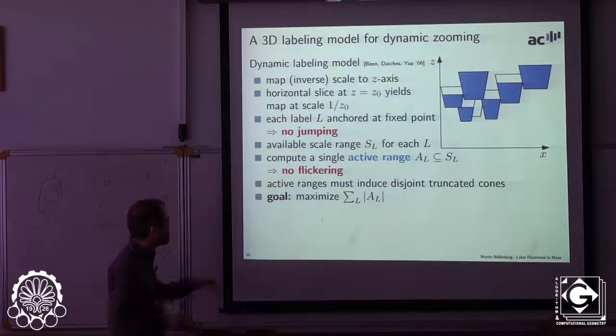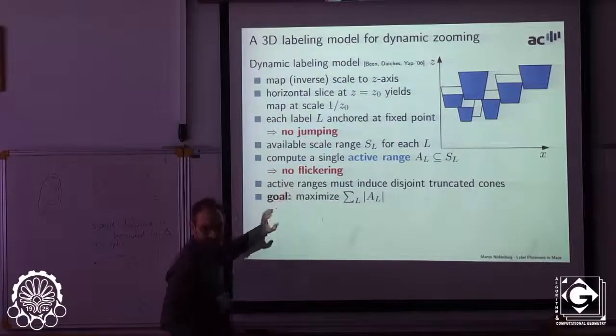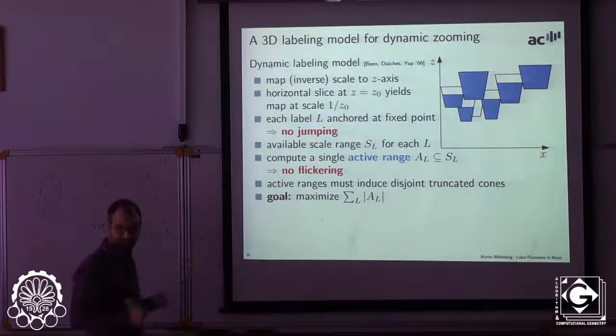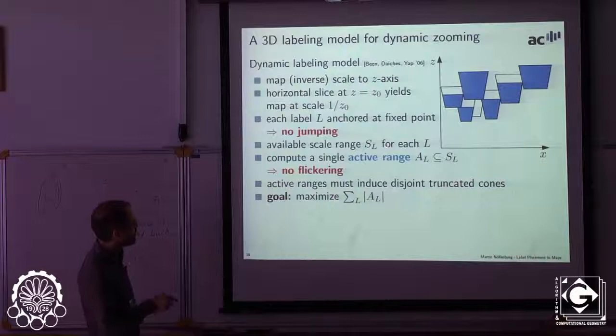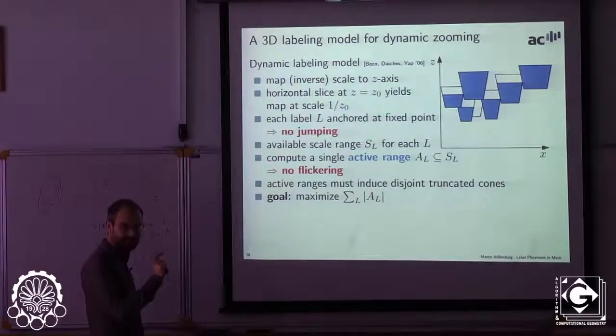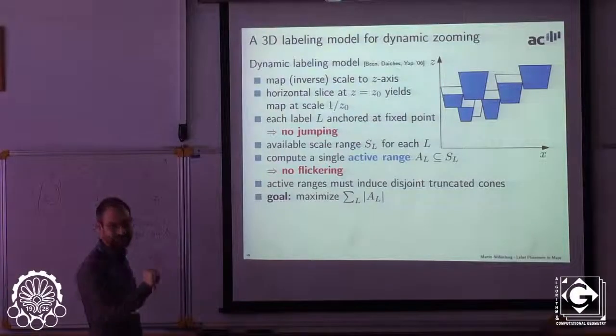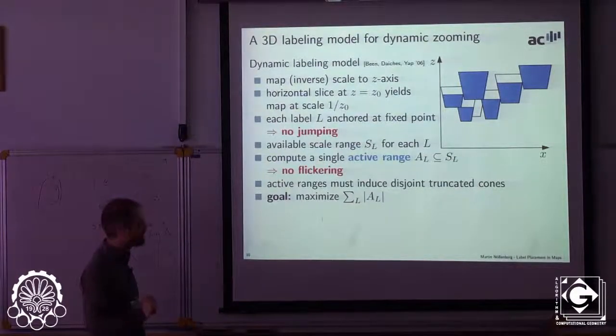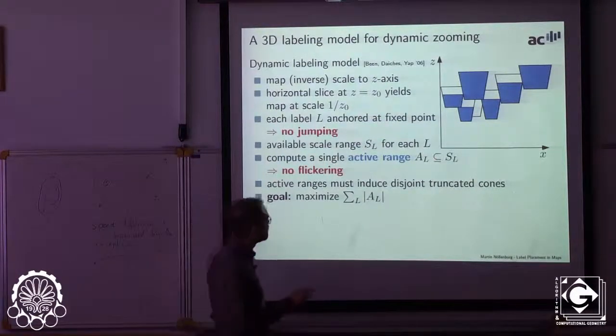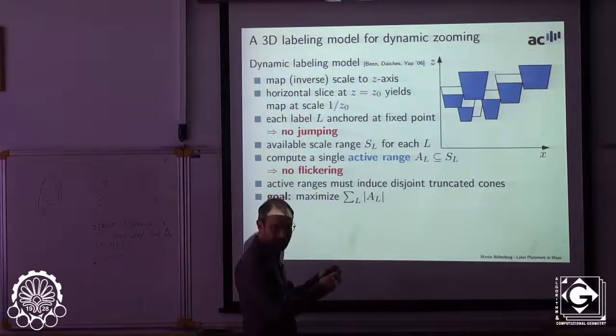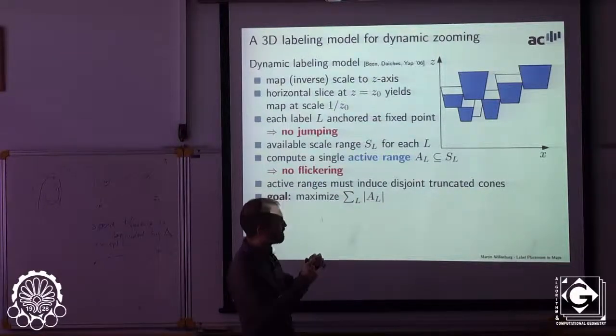And now in order to avoid this flickering, so showing a label, not showing a label when you do monotone movement, one way of achieving this is saying that for each label we want to select a single range of scales where the label is shown. Okay. And this range, of course, needs to be a subset or subrange of the available range. And it's marked here in blue.